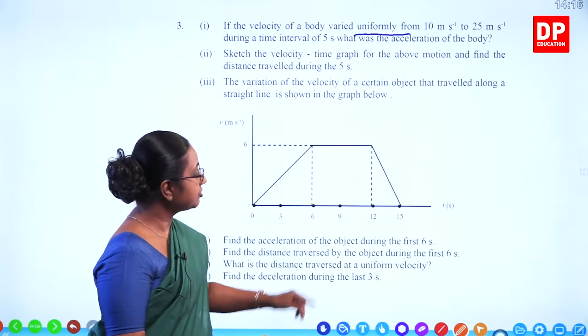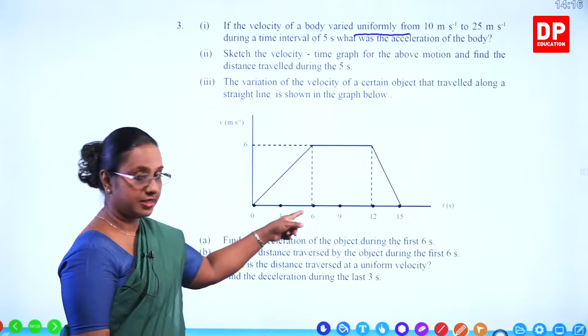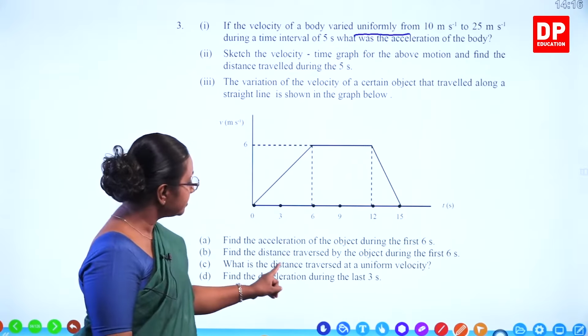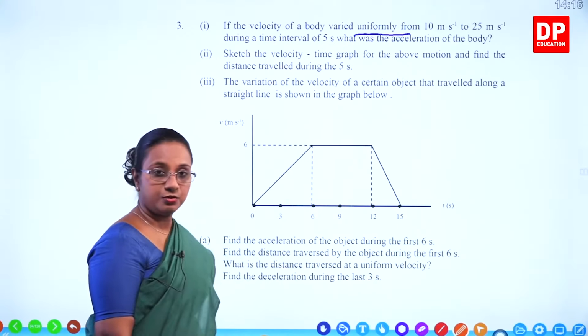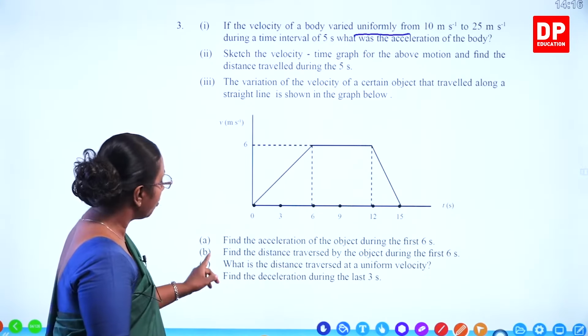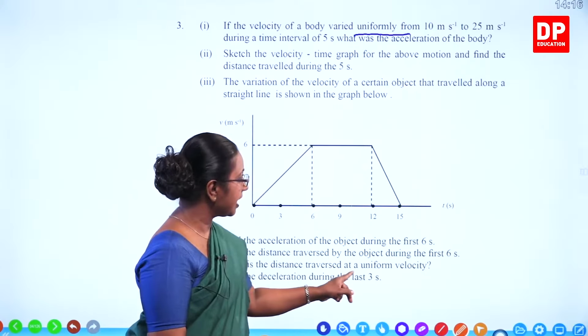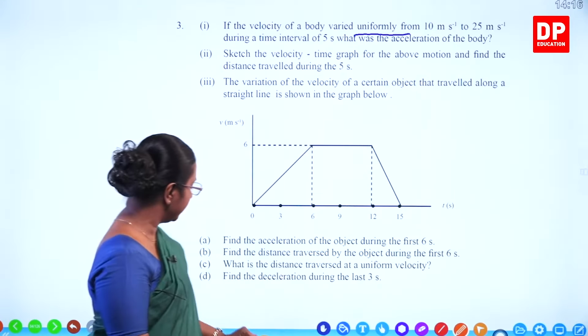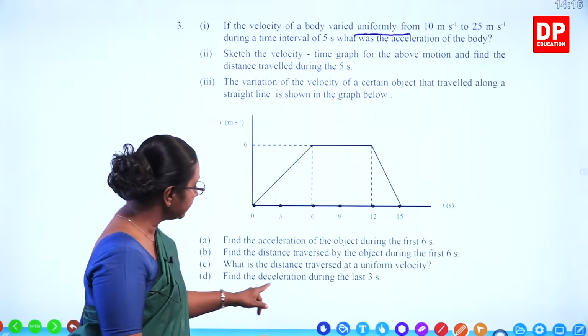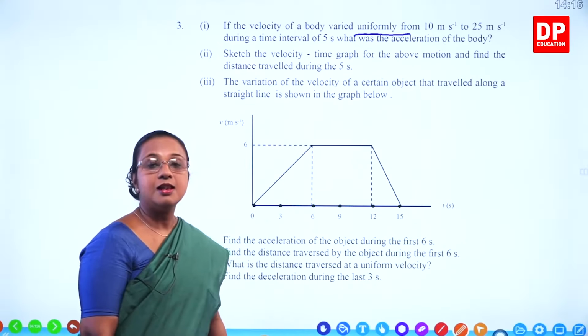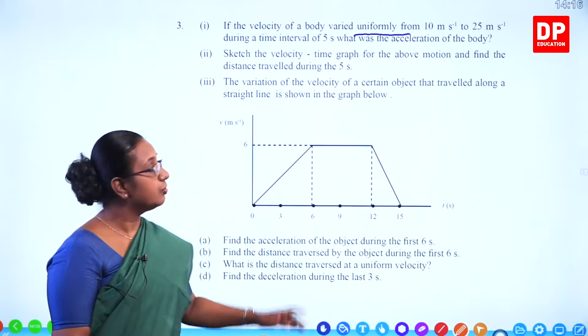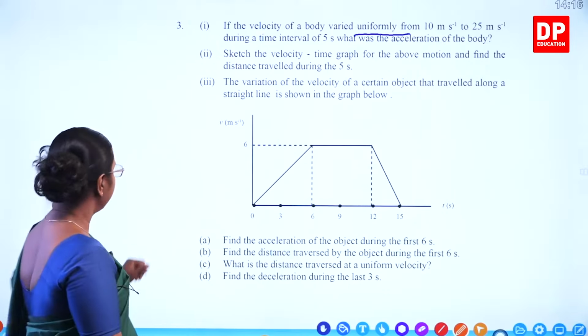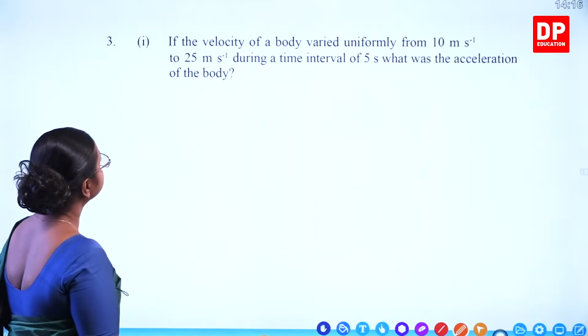Find the acceleration of the object during the first 6 seconds. Find the distance traversed by the object during the first 6 seconds. What is the distance traversed at a uniform velocity? And finally, find the deceleration during the last 3 seconds. Those are the questions. We will go to the first one.